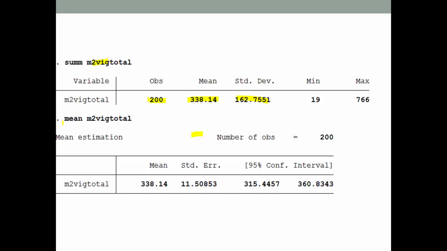And then if we use the mean command, which you saw demonstrated in the SCORM, it gives you the estimate, which is 338, which is the same as the sample average. It gives you the standard error, and the standard error should be the standard deviation divided by the square root of 200. And it's an estimate of the precision of the mean as an estimate of the population. And then it gives you a confidence interval here. And that confidence interval is approximately the mean plus or minus 2 standard errors.